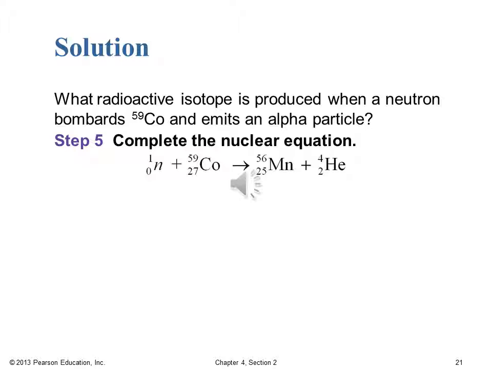On the left-hand side, we have our neutron, 1, 0, n, plus the cobalt-59, 27, Co, which gives rise to manganese-56, 25, Mn, plus 4, 2, He to denote the alpha particle.